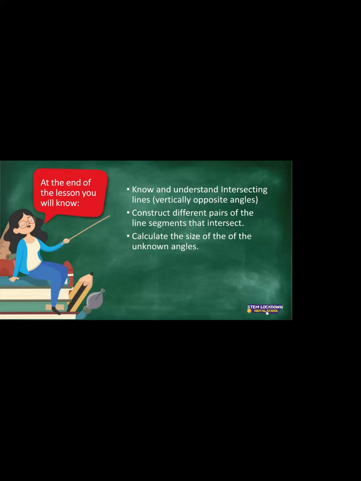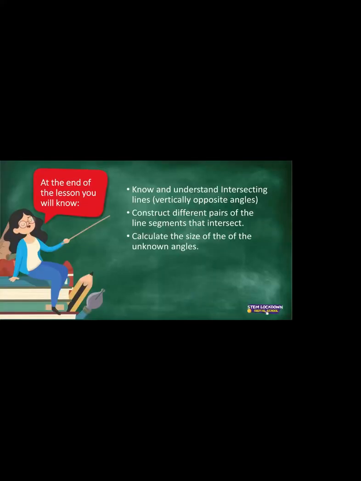So today's lesson is about vertical opposite angles, guys. The objectives of the lesson for today: objective number one is to know and understand intersecting lines, in brackets, vertically opposite angles. Vertically opposite angles is a synonym of intersecting lines. It's more or less the same thing, guys.